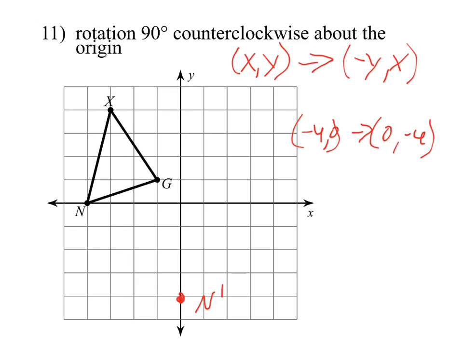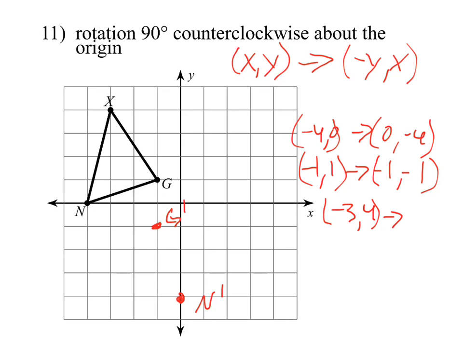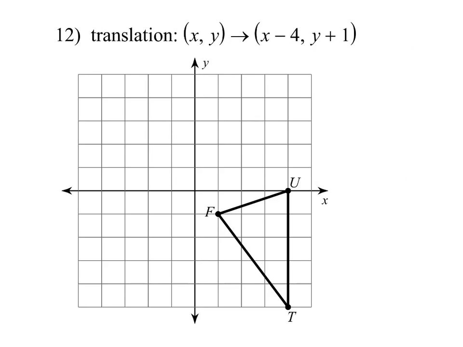So there's N prime. G is currently at -1, 1. If you change the order and you change the sign on the first one, changing the order gives you 1, -1. Change the sign on the first one gives you -1, -1. So that's where my G prime is. And then X is currently at -3, 4. Change the order, gives you 4, -3. Change the sign on the first one, gives you -4, -3. Just gives you this point here. There's my X prime connected up, and that's my figure rotated 90 degrees counterclockwise around the origin.